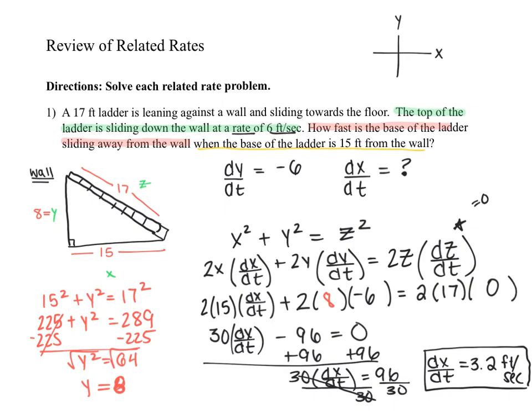And it makes sense too, right? Because we wanted to know the distance that the bottom of the ladder was coming out. So this distance was moving and increasing, therefore my rate should be positive. All right, that's it for this one. Let's try one last problem.